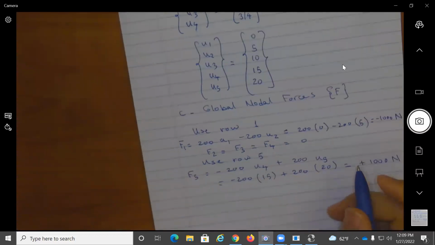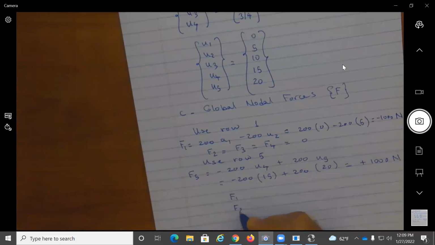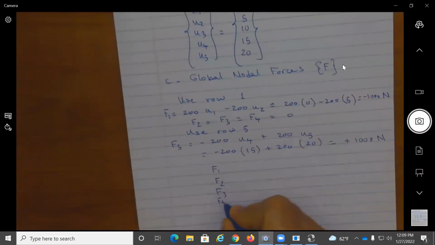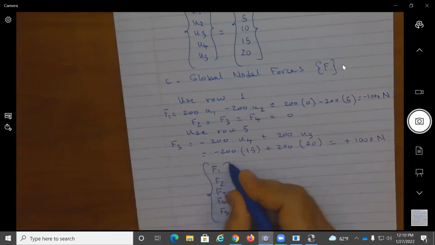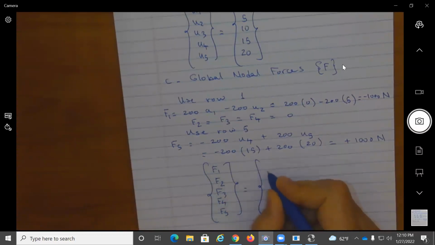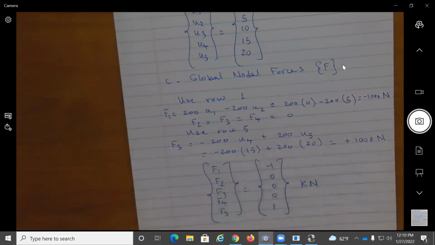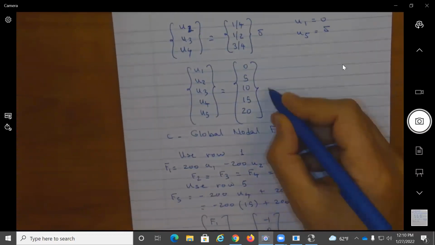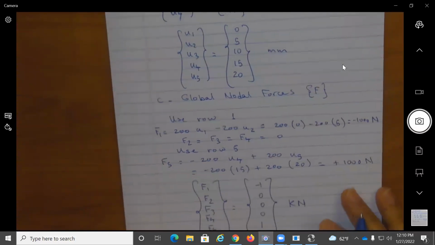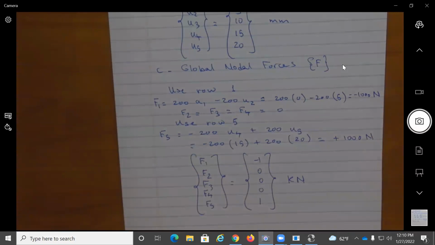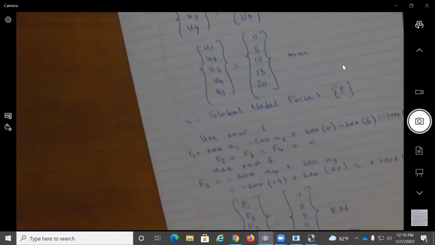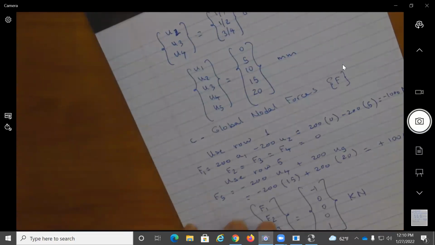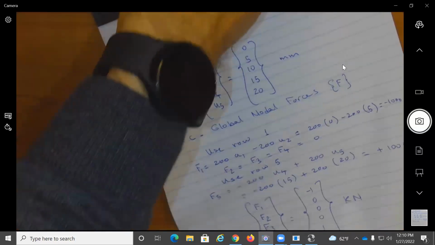So we can come here and write F1, F2, F3, F4, and F5 as equal to minus 1, 0, 0, 0, and 1. And I'm going to put it as kilonewton. Sorry, I didn't put the units here. These were millimeters. So displacements are in millimeters, and global nodal forces are in kilonewton. And finally, the element forces.